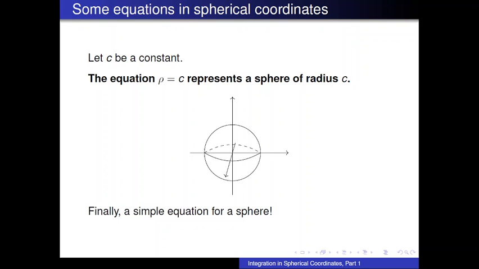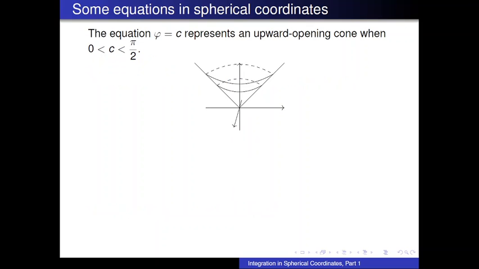All right, so let's see. What else can we do? Let's let phi, that angle of deviation from the positive z-axis, let's hold that one fixed and see what we get. So let's see. The equation phi equals c will represent an upward opening cone when c is between 0 and pi over 2.